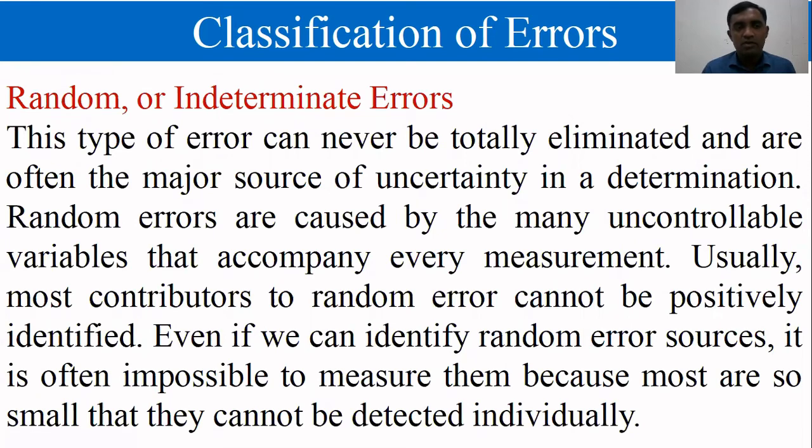When you have the types of errors that we have seen earlier, all of them are categorized as determinate errors. In other words, they are also called systematic errors. If you cannot categorize a type of error under these categories, we put it under a separate category called random or indeterminate error. This type of error can never be totally eliminated.